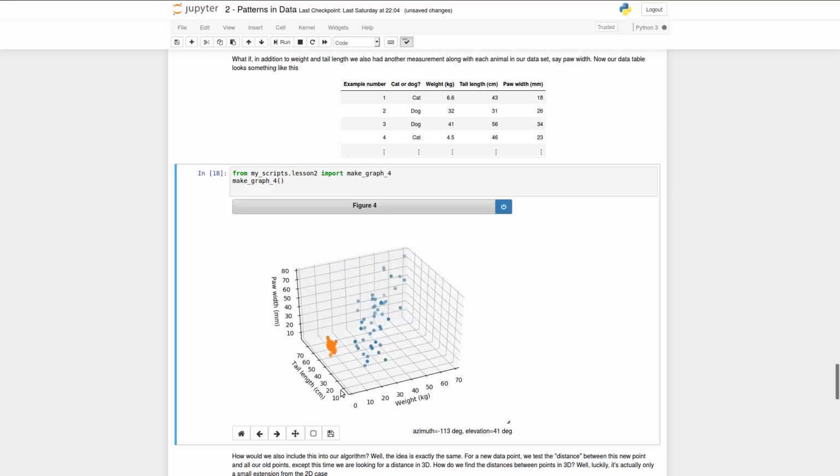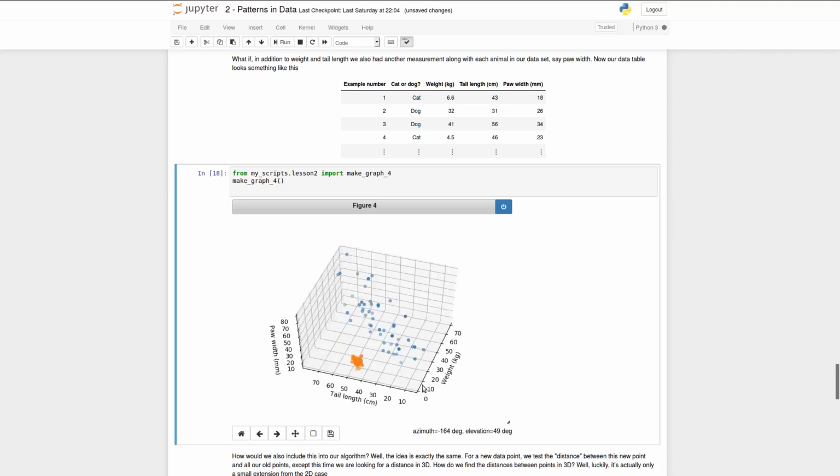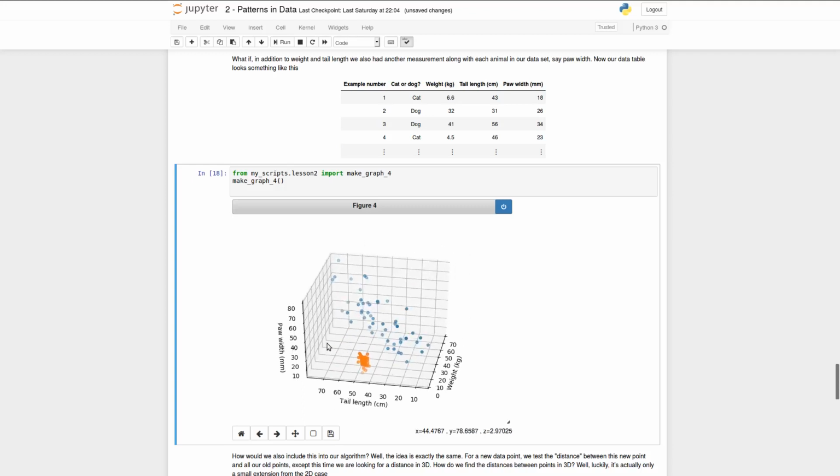And then we can do the algorithm just exactly as before. If we have a new point, which now has a new weight, tail length, and paw width, we can find the distance between that thing and each one of the points, but now it's a 3D distance. So you could think of it as holding up 2 points in 3D space and measuring the distance between them with a ruler.